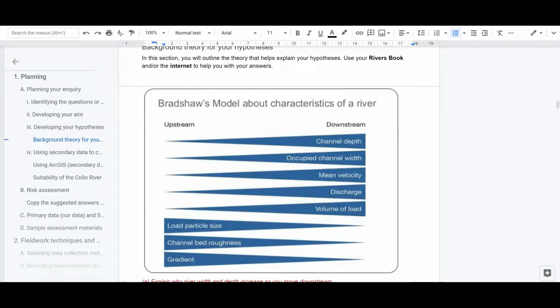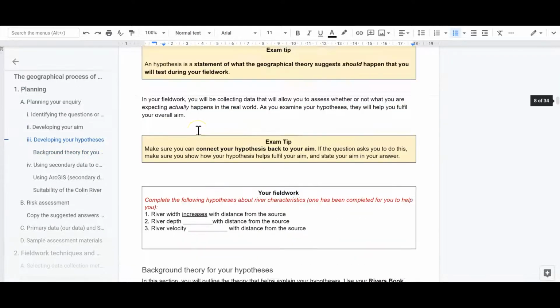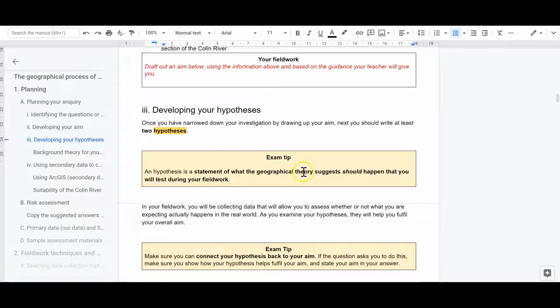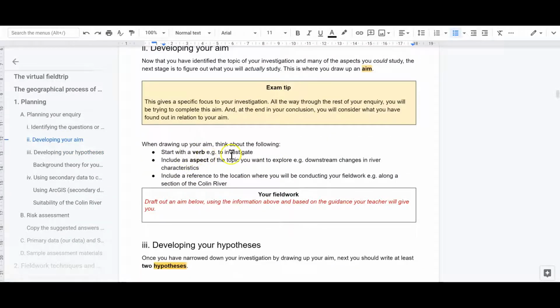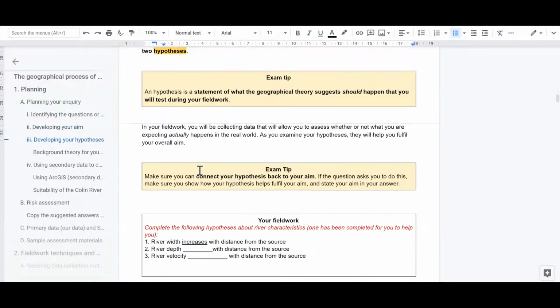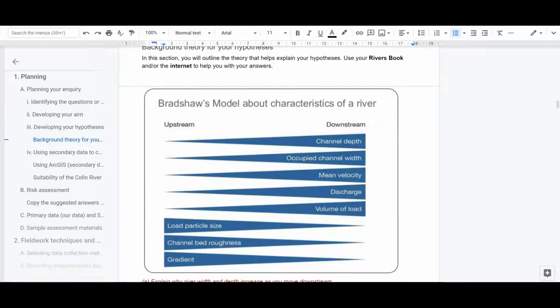So what you could have done in order to suggest other data that might help to explore that aim, remember the aim is, let's go up here and find it. So the aim here is to investigate the downstream changes in river characteristics. We looked at 3. Other data to help could have looked at more of those as well. So that's what that section is looking at.